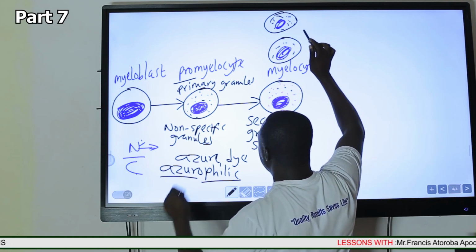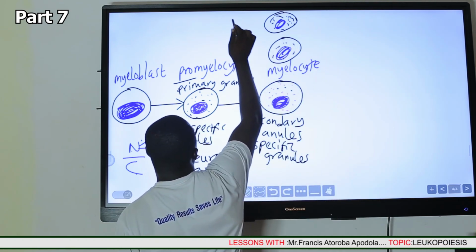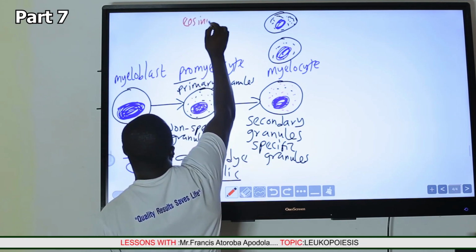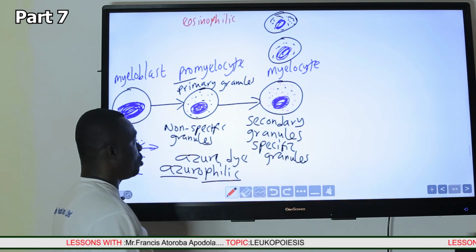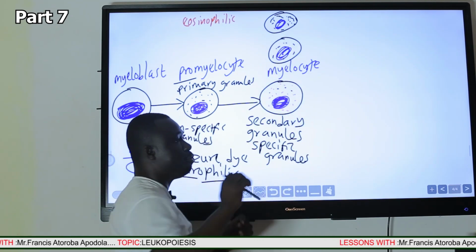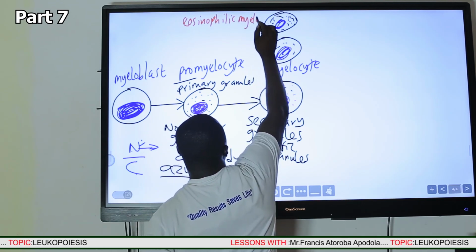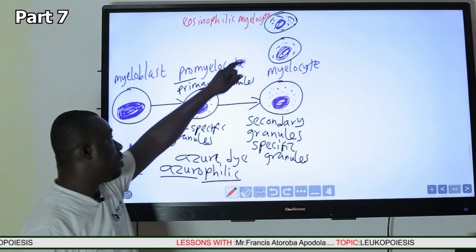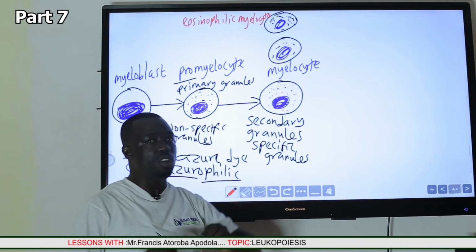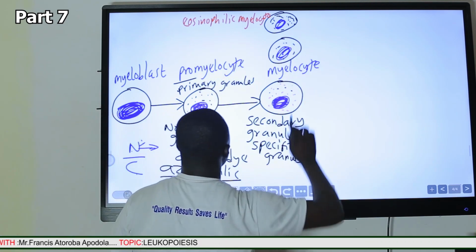Remember that eosin is an acid. So the granules that showed an attraction to the eosin part of the dye, he called those granules eosinophilic granules. And because we are in the myelocyte stage, this myelocyte in which the granules are showing affinity for the eosin part of the dye is called an eosinophilic myelocyte. In other words, the granules of this myelocyte are basic in nature. And because they are basic, they will want to be attracted to the acid part of the Romanowski dye. And the acid part is called the eosin. So we have an eosinophilic myelocyte.